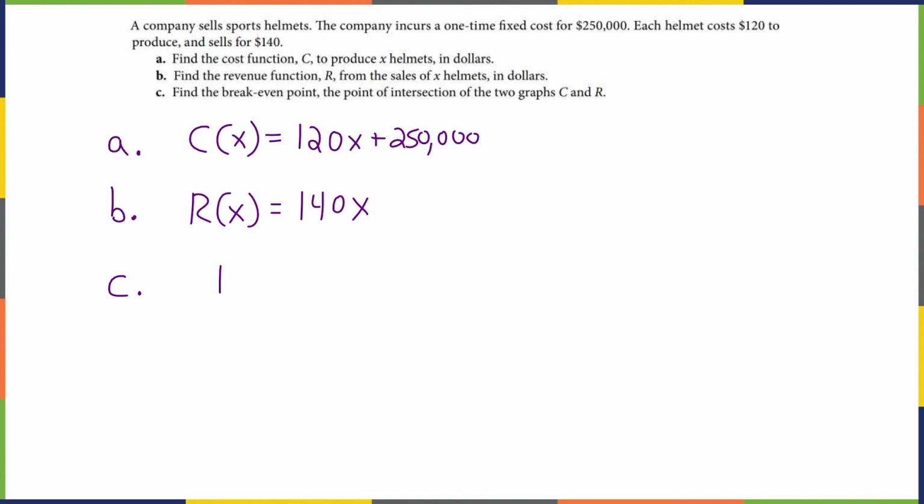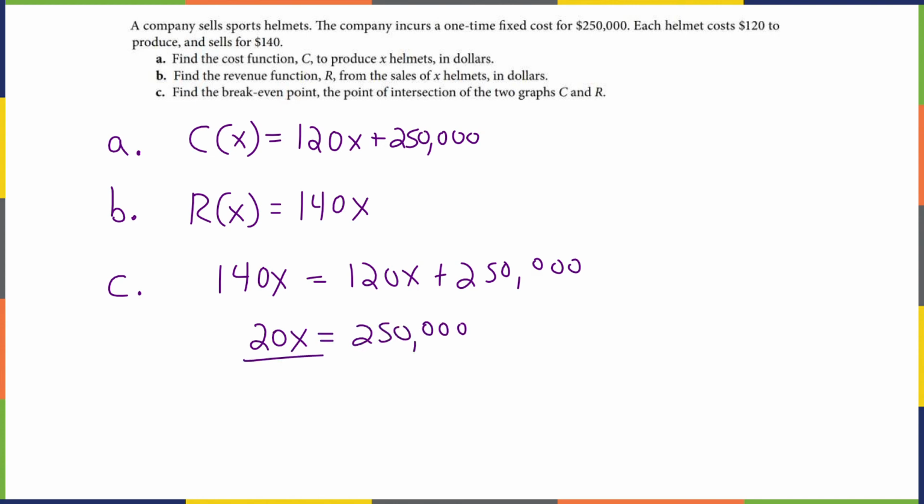Okay, so we set them equal to each other. We have 140x equals 120x plus 250,000. We can subtract 120x from both sides, and we get 20x equals 250,000. Then we just have to divide both sides by 20. When I do that, you're going to notice I can cancel a 0. And then I really have 25,000 divided by 2, which is 12,500. So here, I would say that the break-even point, the point at which our cost and revenue are equal, is 12,500 helmets. Anything past that is going to give me some amount of profit.